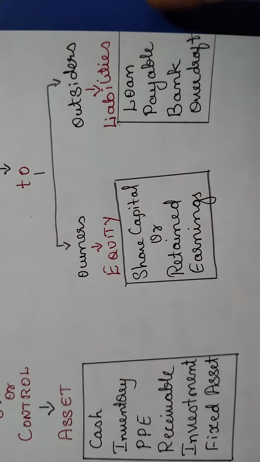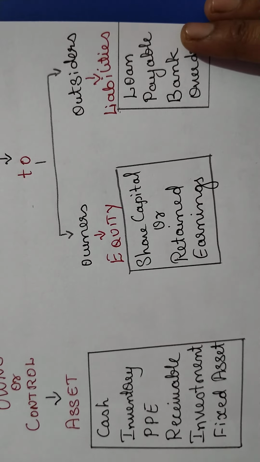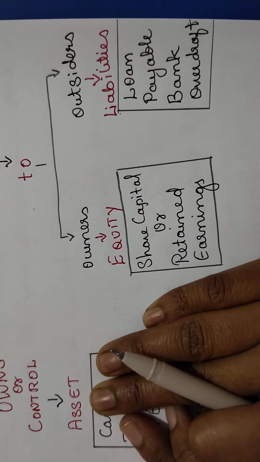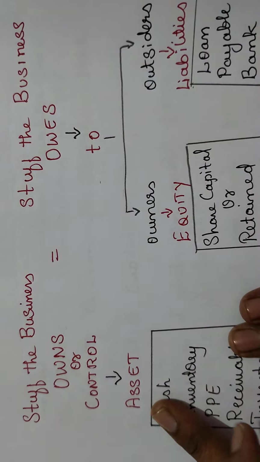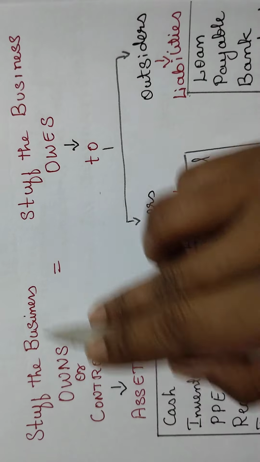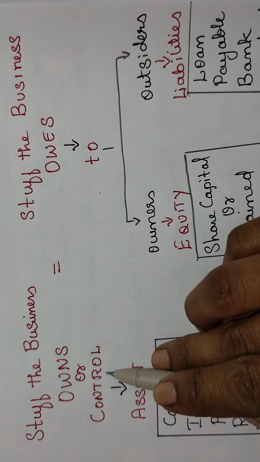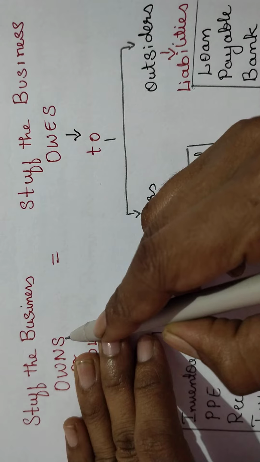Now what are all the items we are having under assets and liabilities? First we will understand asset: the stuff a business owns or controls. Earlier the definition was only owns.